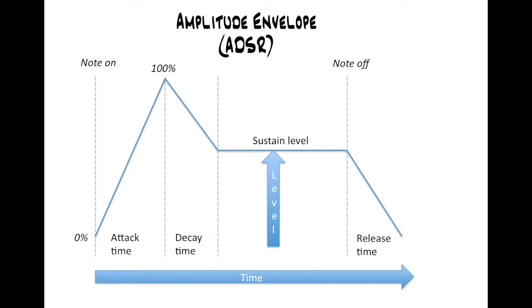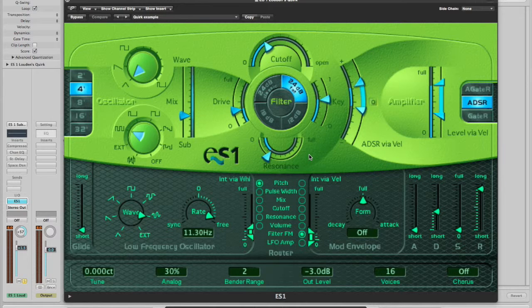Attack, decay, and release are all expressed in time. Sustain is expressed as a level that is sustained once the decay cycle is complete and remains there until a note-off event occurs. For purposes of this demo, I will be keeping the same settings in the ES1 except for the ADSR here on the right, where I will be making changes for different musical effects.